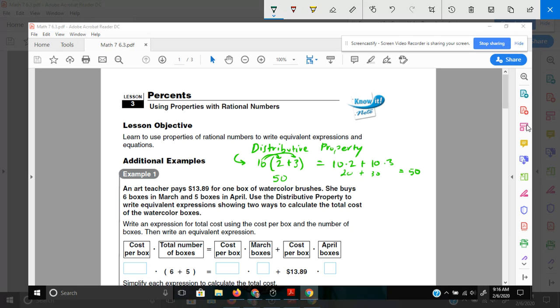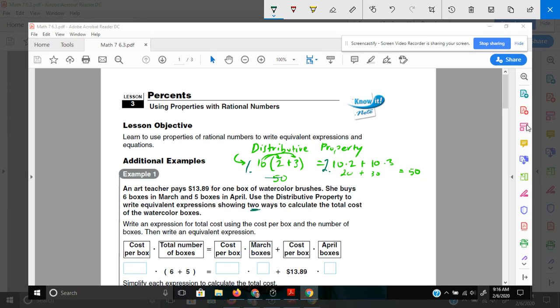So example 1 says an art teacher pays $13.89 for one box of watercolor brushes. She buys 6 boxes in March and 5 boxes in April. Use the distributive property to write equivalent expressions showing 2 ways to calculate the total cost of the watercolor boxes. So you'll see here when I use the distributive property, I used it this way and this way here. That's kind of what we're going to be doing here for this example.